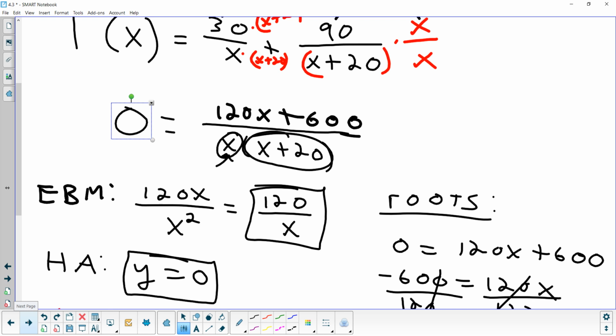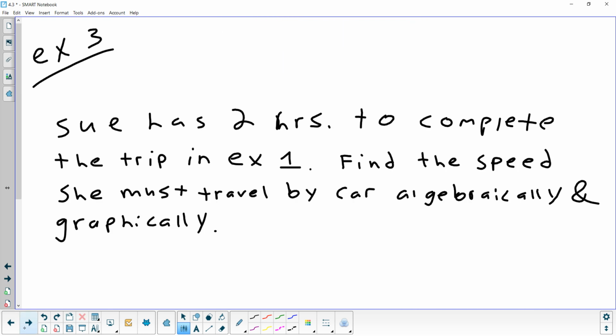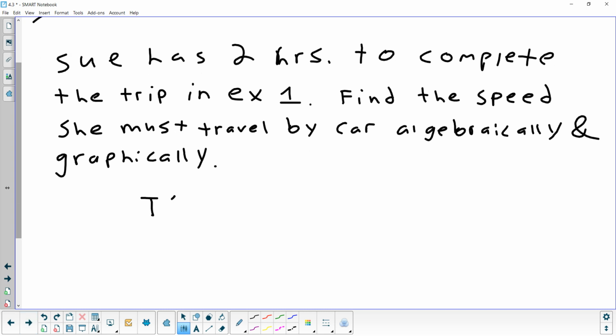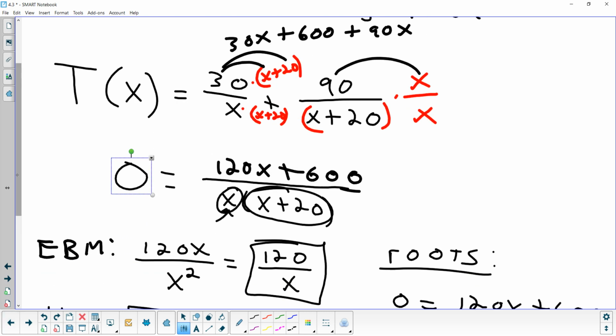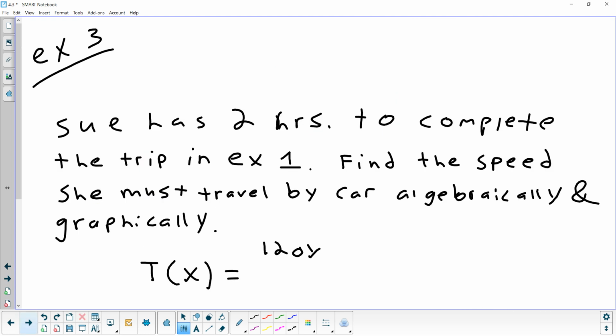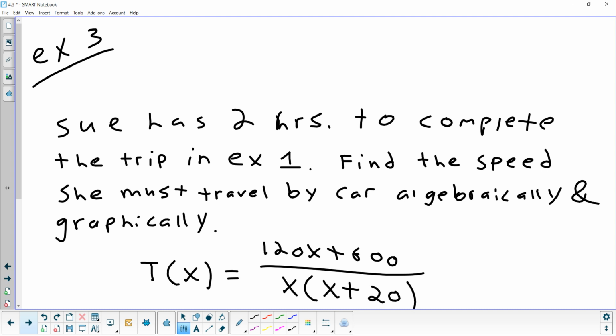Okay. So now, using that same problem, it says that Sarah has 2 hours to complete her trip. I want to know what speed the car has to travel at to complete this trip in 2 hours. So let's write down the formula again. T of x equals, I'm going to write down the version when we combined it, 120x plus 600 divided by, was it x times x plus 20? Yeah. Okay, thank you.